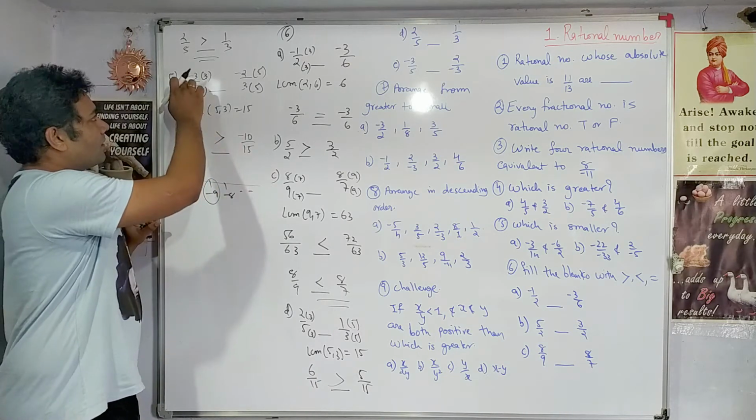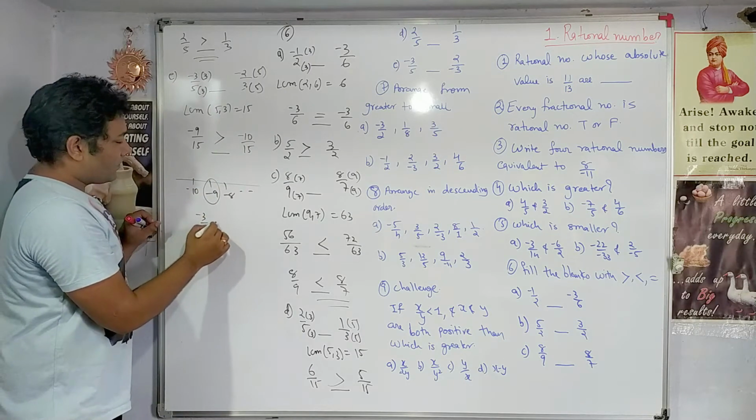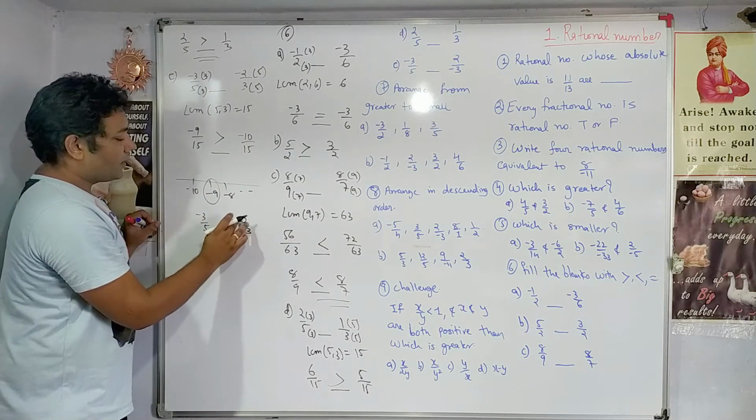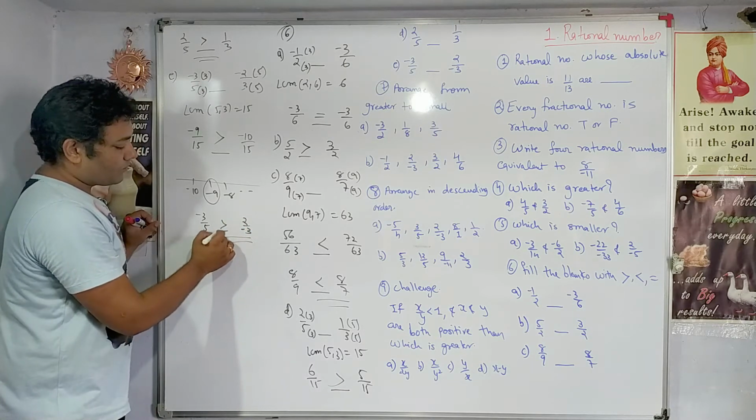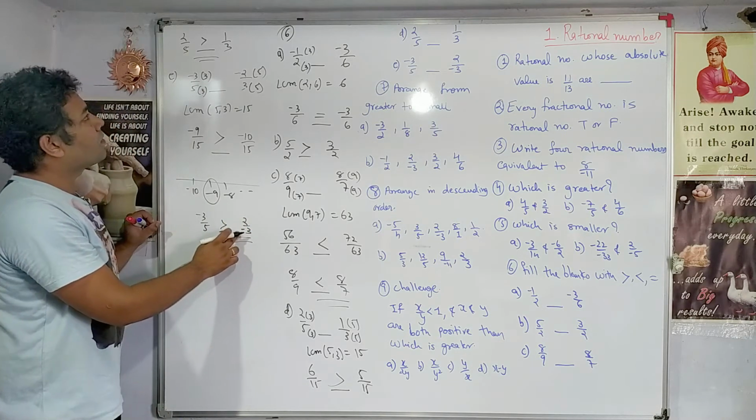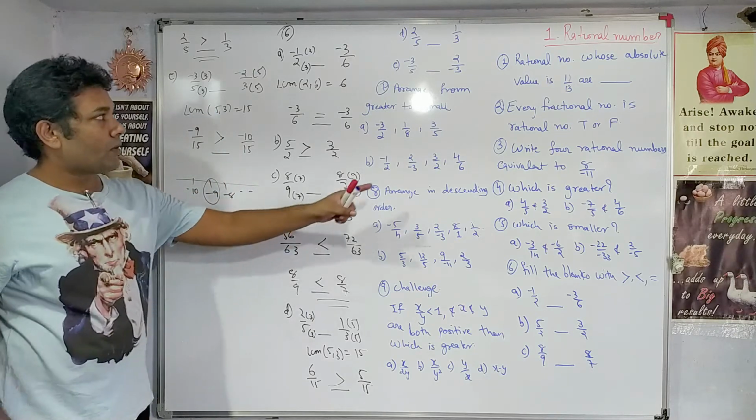What will be the answer? Minus 3 by 5 is greater than minus 2 by 3. The minus sign was in the denominator in the question, so we'll put it in the denominator. That was question E.